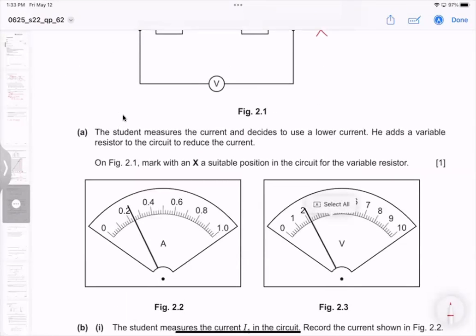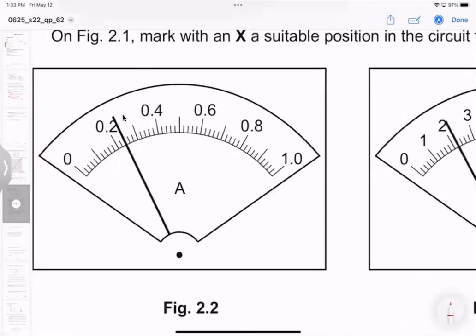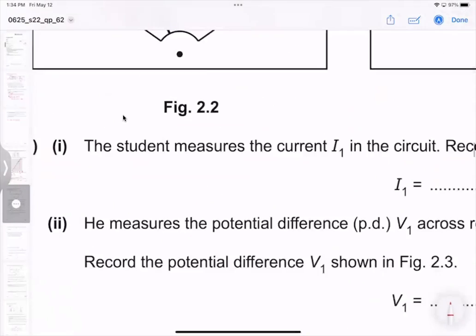Okay. Here, the students measure the current I1 in the circuit, record the current shown in figure 2.2. Here is the current. Here 0.2 and here 0.4. The difference between them is 0.2. How many divisions? 1, 2, 3, 4, 10. But each small division is 0.02. 0.02 times 2 will give us 0.04 plus 0.2, so it will be 0.24.